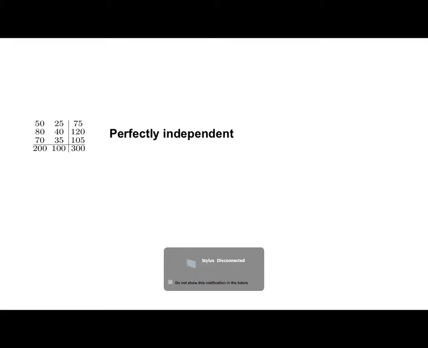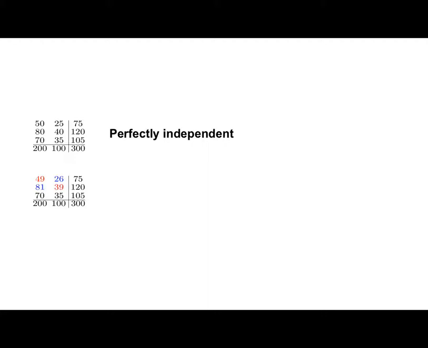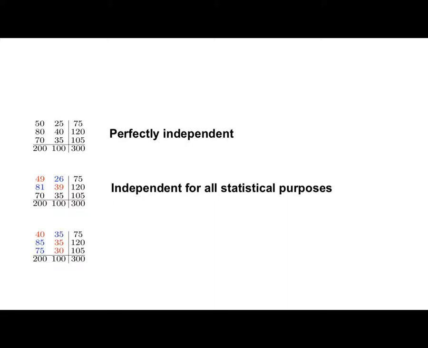Is this the distribution that you guys have? No, it's not. Okay, it's close. I'm going to tell you this distribution is a perfectly independent distribution. Okay. This one is really close to independent. So I went from 50 to 49, 80 to 81, 25 to 26, 40 to 39. So they're not independent, but it's really, really close. And then we have this example. So this is the one I think that you guys have.